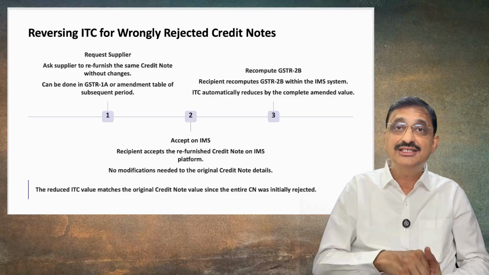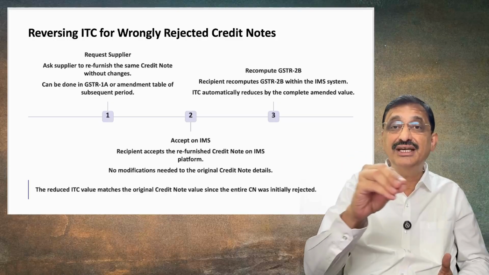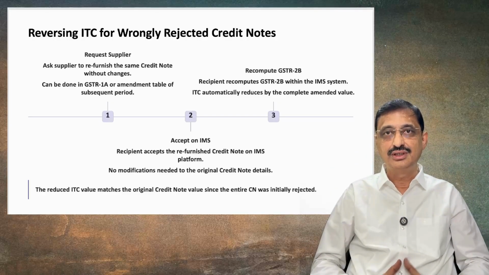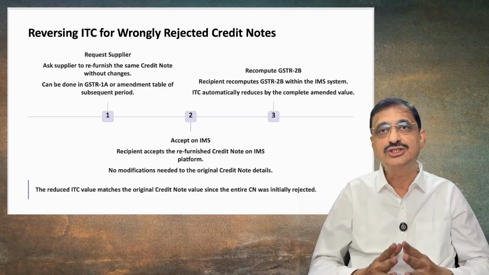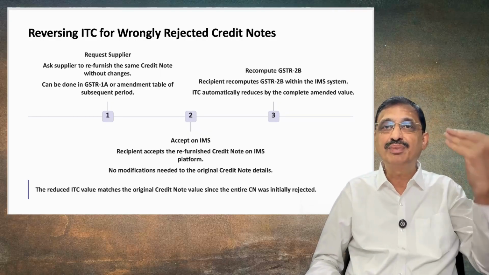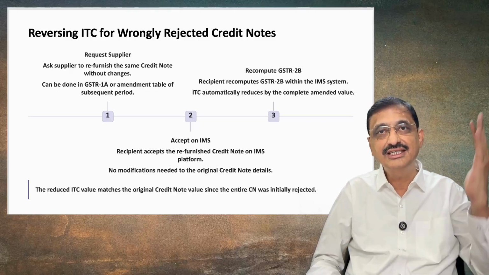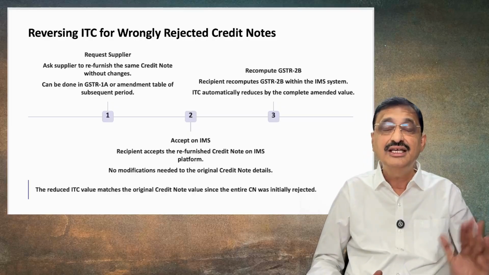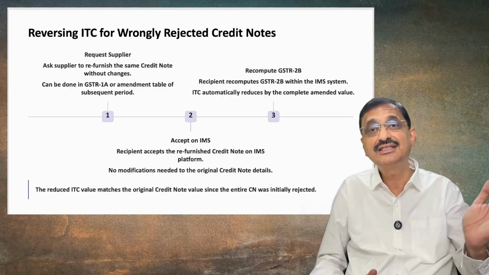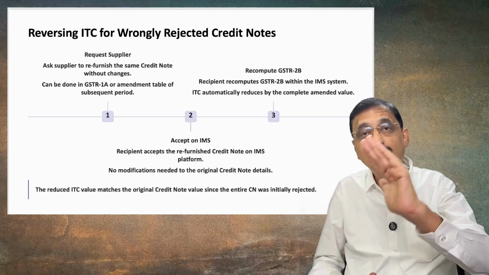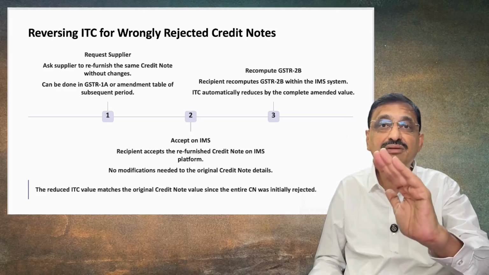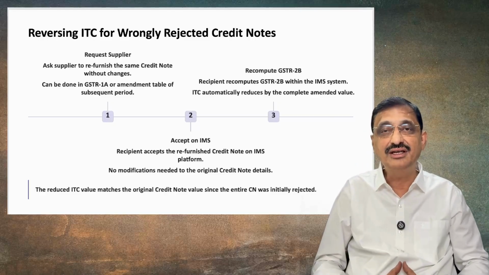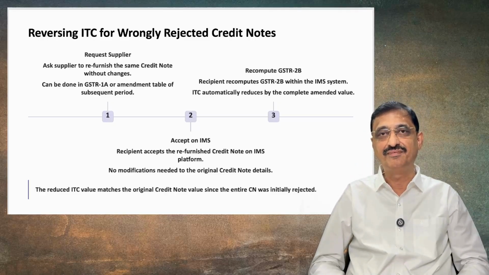But what the recipient has done is he has wrongly rejected that credit note. Now what he has to do is inform the supplier. The supplier will again upload that credit note in his GSTR 1A if he has not yet filed his GSTR 3B. If he has already filed his GSTR 3B, then the supplier will have to upload the credit note again in the subsequent month's GSTR 1 amendment table or the IFF amendment table, right?